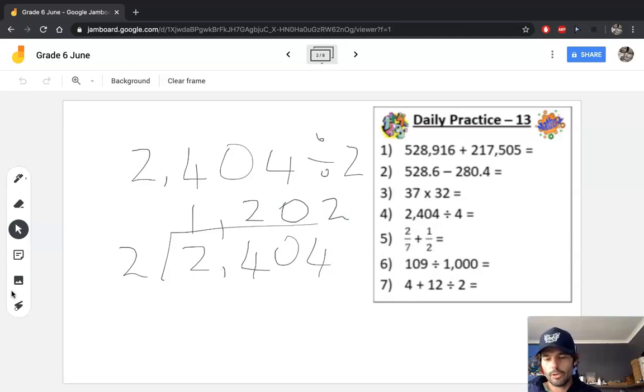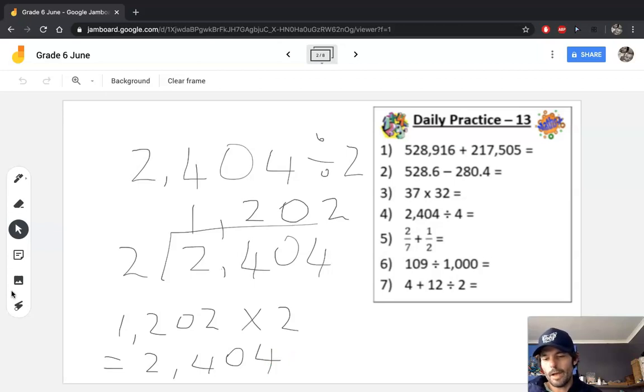And remember, the checking strategy of that is 1,202 multiplied by 2. Okay, and that's going to give us 2,404. So we should be happy with our calculations.